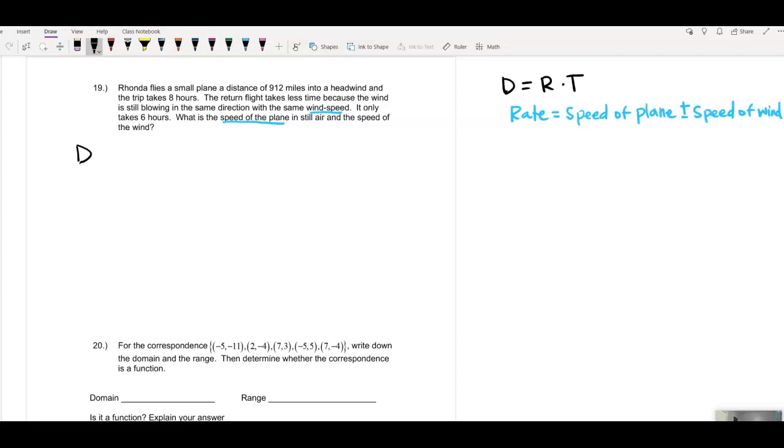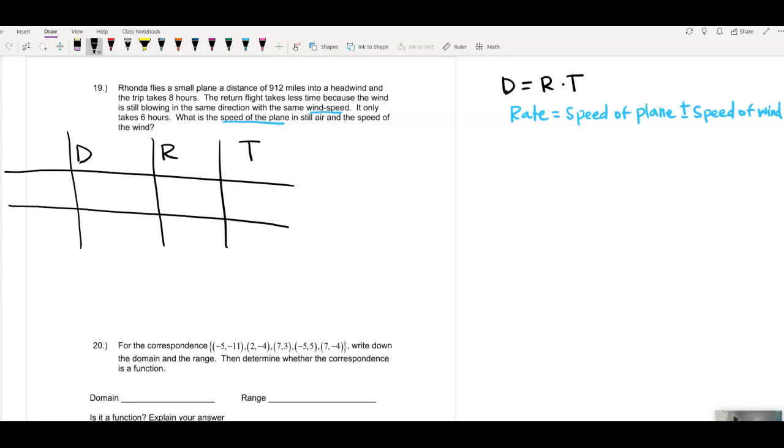Okay. All right, so let me set up my little table here. I've got my distance, my rate, and my time. And I'm given information about each of these things. So I'm going to write it down the way they do so we can talk about what this means. So we've got headwind, right?